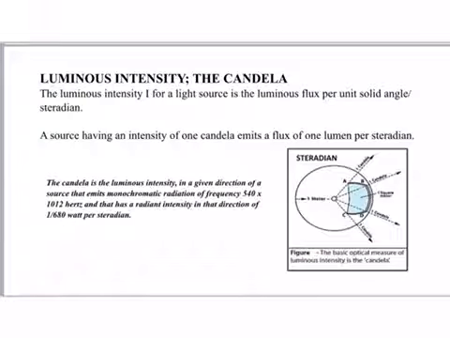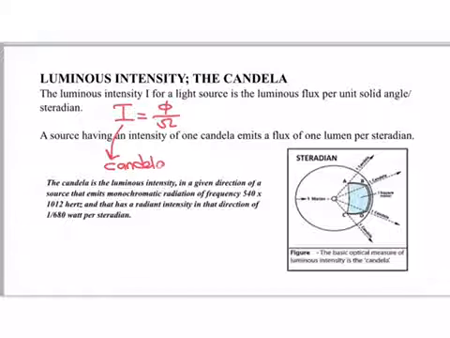The luminous intensity, symbol I, for a light source is the luminous flux per unit solid angle, which we call steradian. So the luminous intensity is the luminous flux per steradian. A source having an intensity of 1 candela emits a flux of 1 lumen per steradian. The unit of luminous intensity is candela.